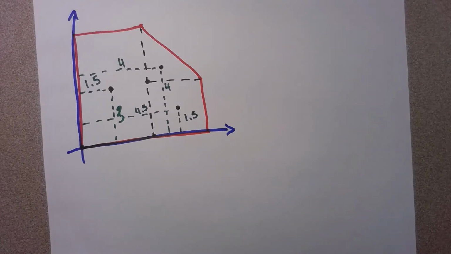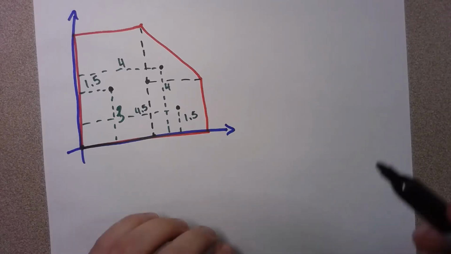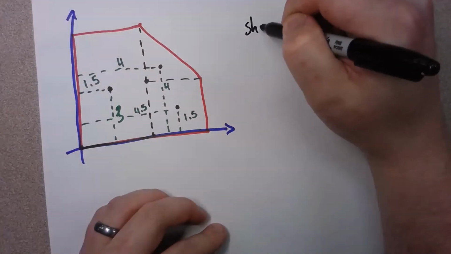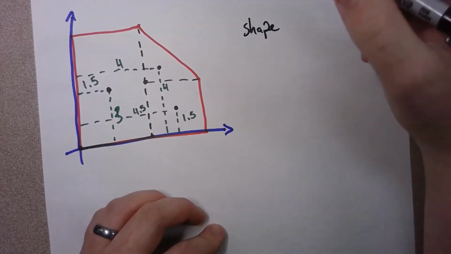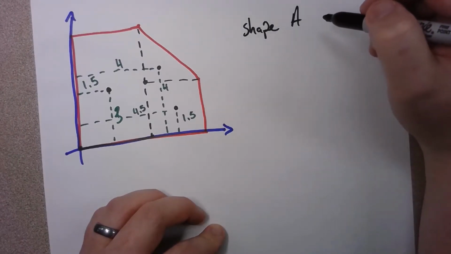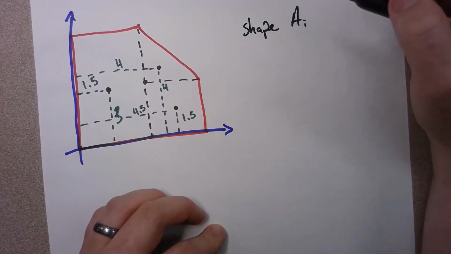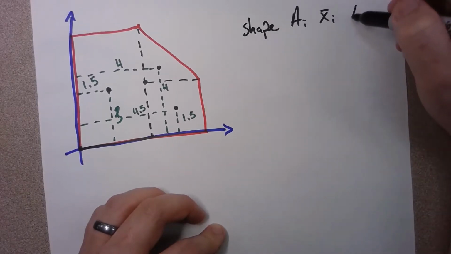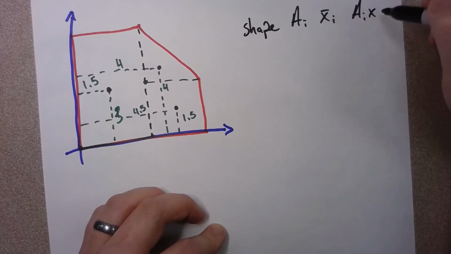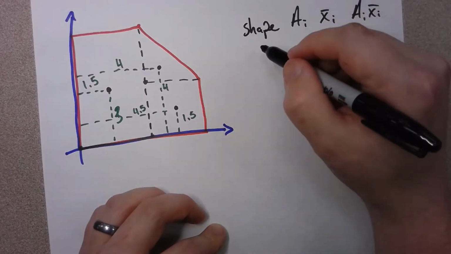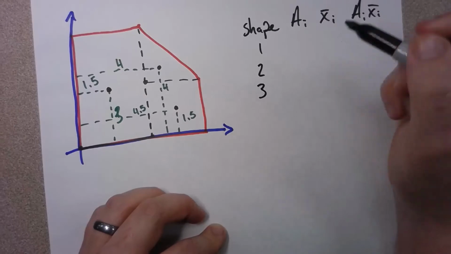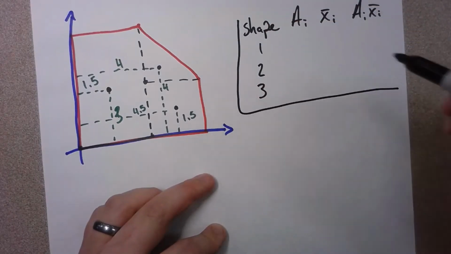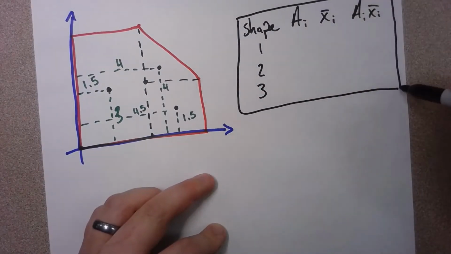The next step, I like to create a chart to do the next one. Just helps me out keeping everything straight. So in this chart, we're going to need shape, we need area of the individual shapes, we need the X bars of the individual shapes, and then we're going to need the area times X bar of the individual shapes. Okay, and we have 1, 2, 3 shapes. So then I'm going to make this nice table, just so I can keep everything nice and organized.